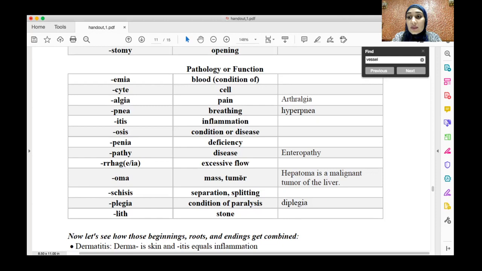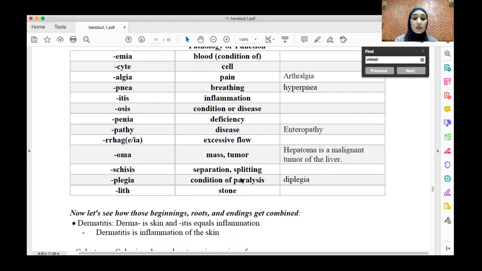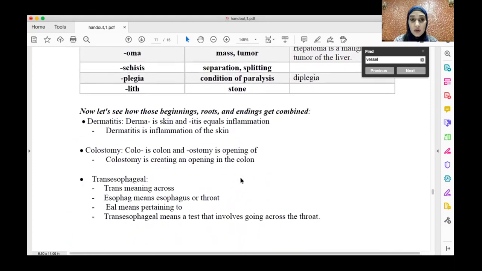Leth means stone. So now we have taken the main roots, prefixes, and suffixes that you may see in your study. Of course, there are many of them, but we have taken the ones that you can see a lot. So let's move to some examples.